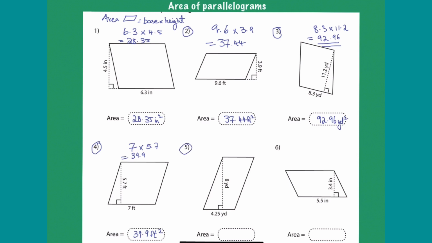Okay, and let's move on to number 5. Number 5 is base, 4.25 times the height, which is 8. So when you calculate 4.25 times 8, your final answer here is 34. And so if this is in yards, your answer is 34 square yards. Okay?